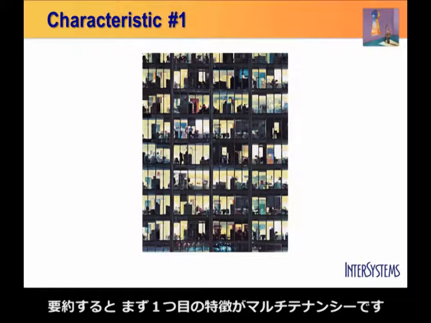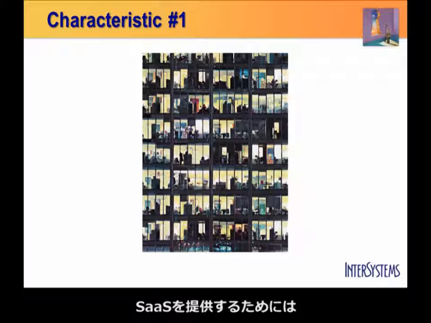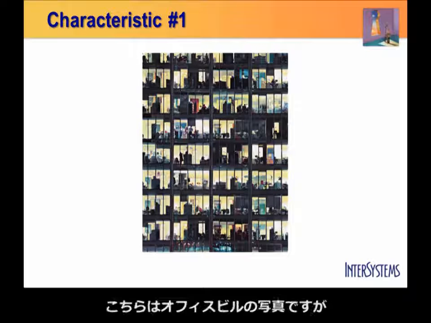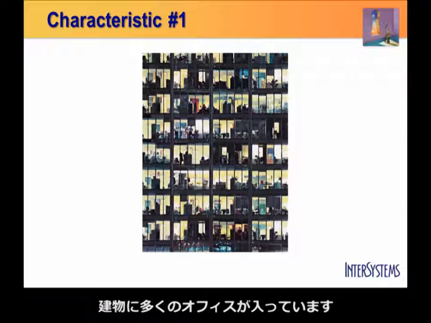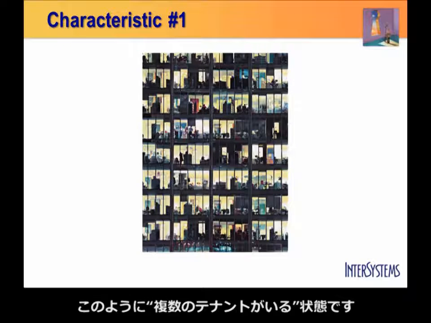So to summarize the features, the first feature is called multi-tenancy. So for you to provide software as a service, your application needs to be able to conform to multi-tenancy. What does that mean? Basically, this is a picture of an office building, and as you can see, there are many offices in this building. So there are multiple tenants, and that's what multi-tenancy means.